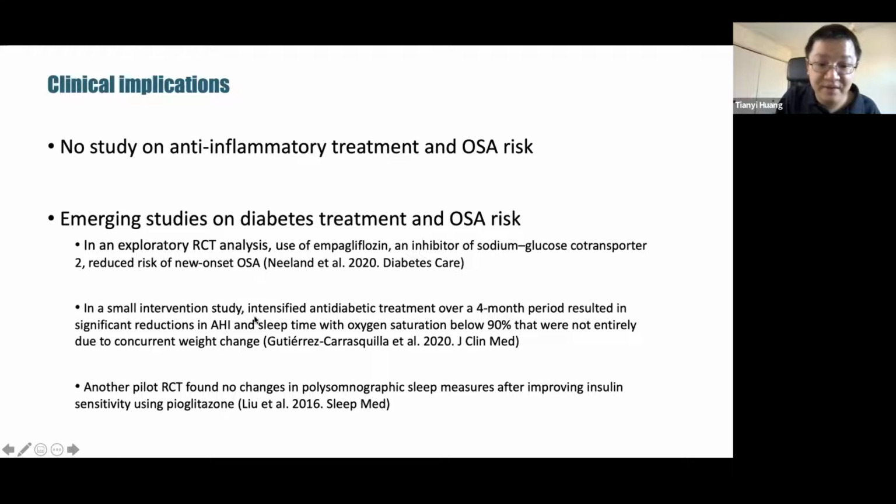There is also another small intervention study. They found that intensified anti-diabetic treatment over a 4-month period resulted in favorable reductions in sleep apnea related measures such as AHI or sleep time with oxygen saturation below 90%. These changes are not entirely due to concurrent weight change, suggesting that treating insulin resistance or diabetes may have some independent effect on sleep apnea. But not all studies found such encouraging results. For example, there's a pilot study from a Stanford group. They found no changes in polysomnographic sleep measures after improving insulin resistance using pharmacological treatments.